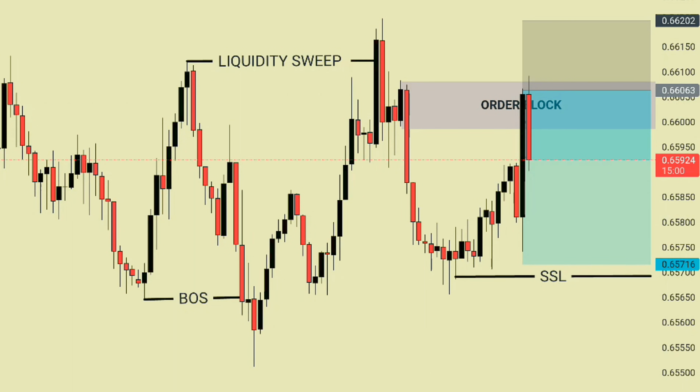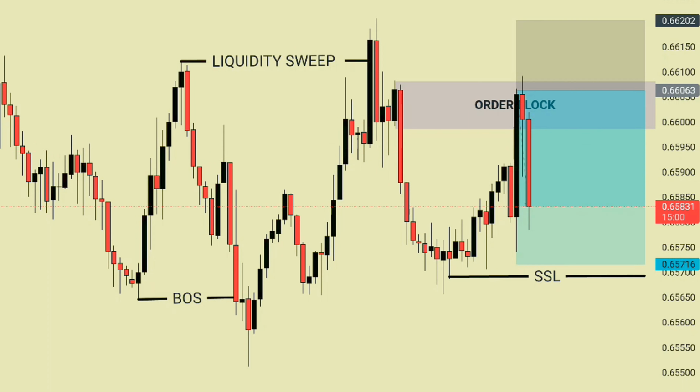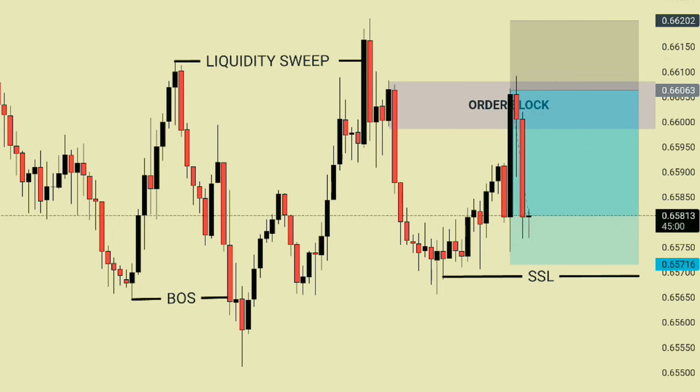We ride the move all the way down towards sell-side liquidity. Clean, simple, and smart. Trading with the banks, not against them.